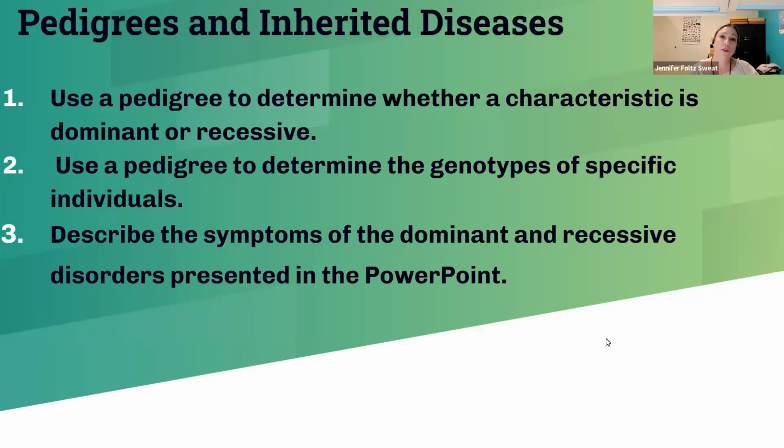This is the third video for the genetics module, and in this video, I will talk about pedigrees and inherited diseases. So your learning objectives: you need to use a pedigree to determine whether a characteristic is dominant or recessive. I'm actually modifying that, so you just need to be able to use a pedigree to determine genotypes of specific individuals. And then you need to be able to describe the symptoms of the inherited diseases that I'll cover in this PowerPoint.